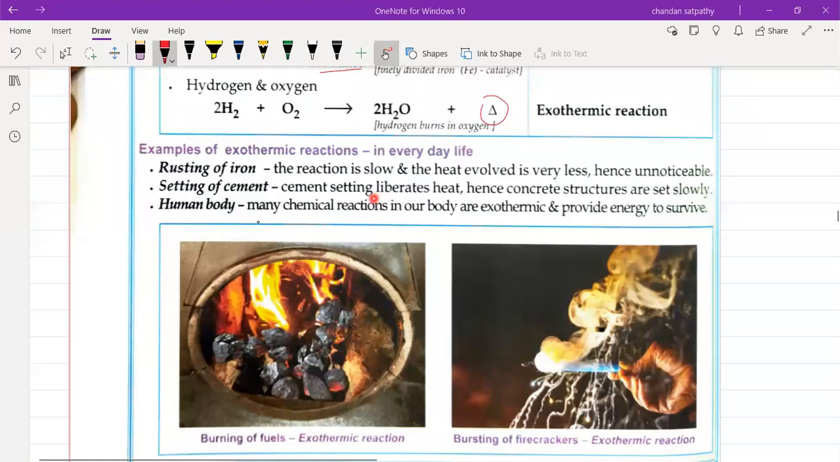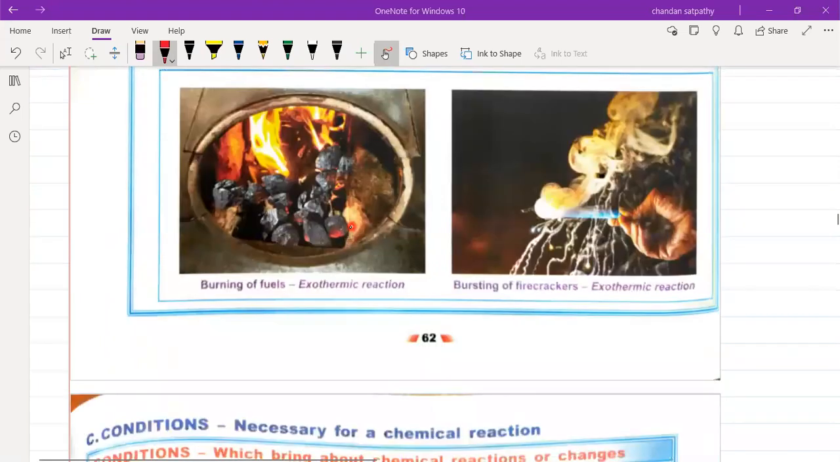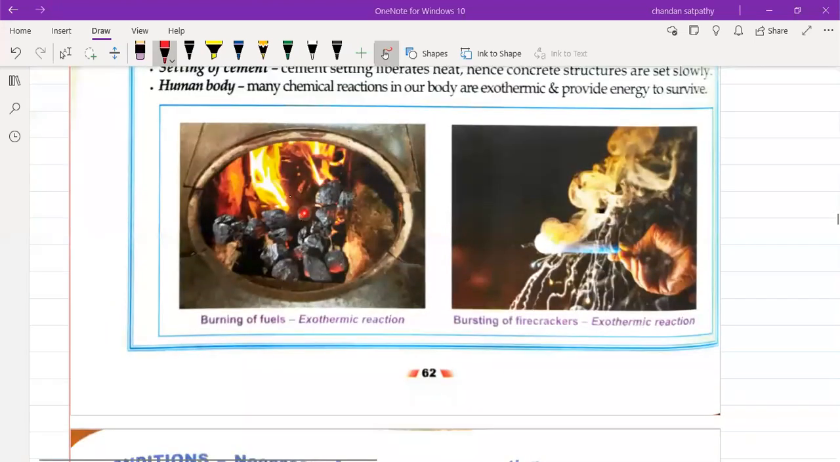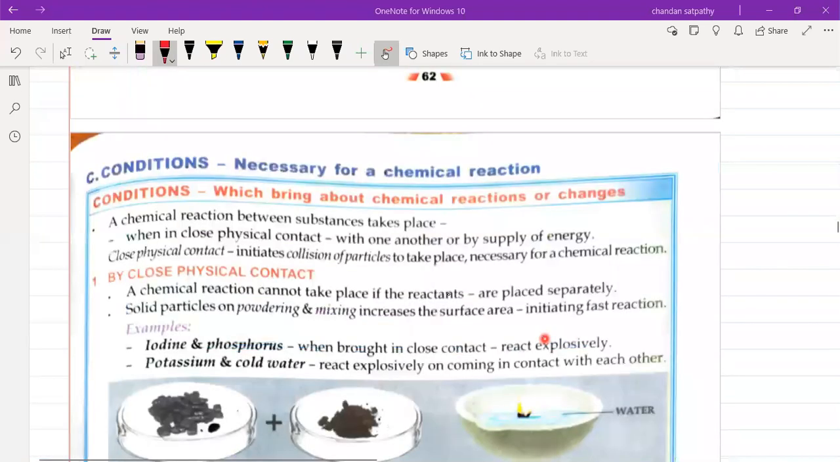Then the human body. In our body also, whenever we eat food, that is an exothermic reaction. The digestion of food is an exothermic reaction. Why? Because energy is released. Burning of coal is also an exothermic reaction. Why? Because here also heat is released. Bursting of firecrackers: when you burn the firecrackers, there also heat energy is released. So all these are examples of exothermic reactions.